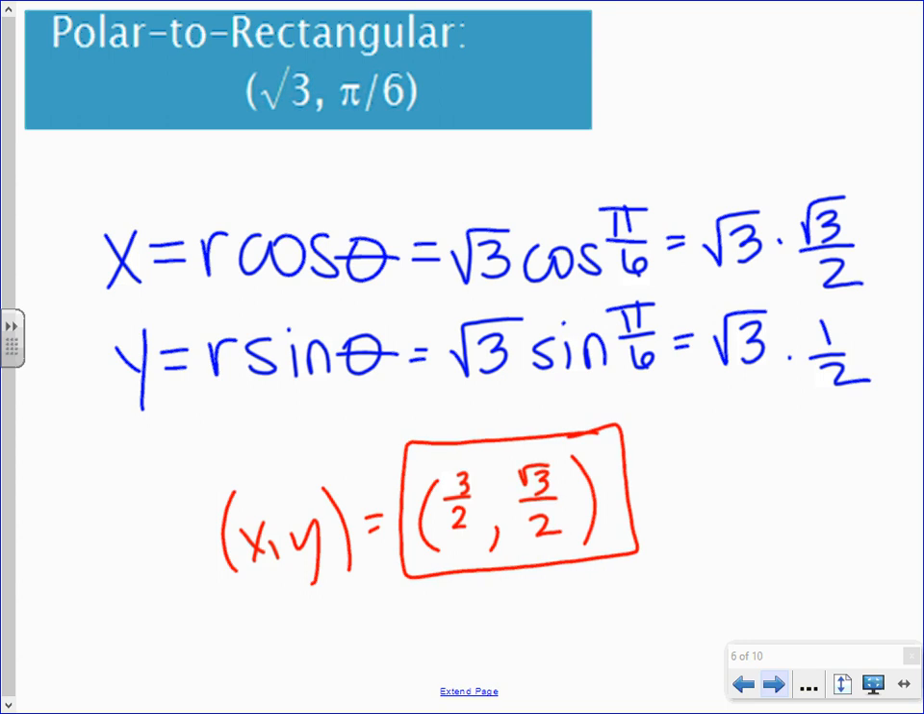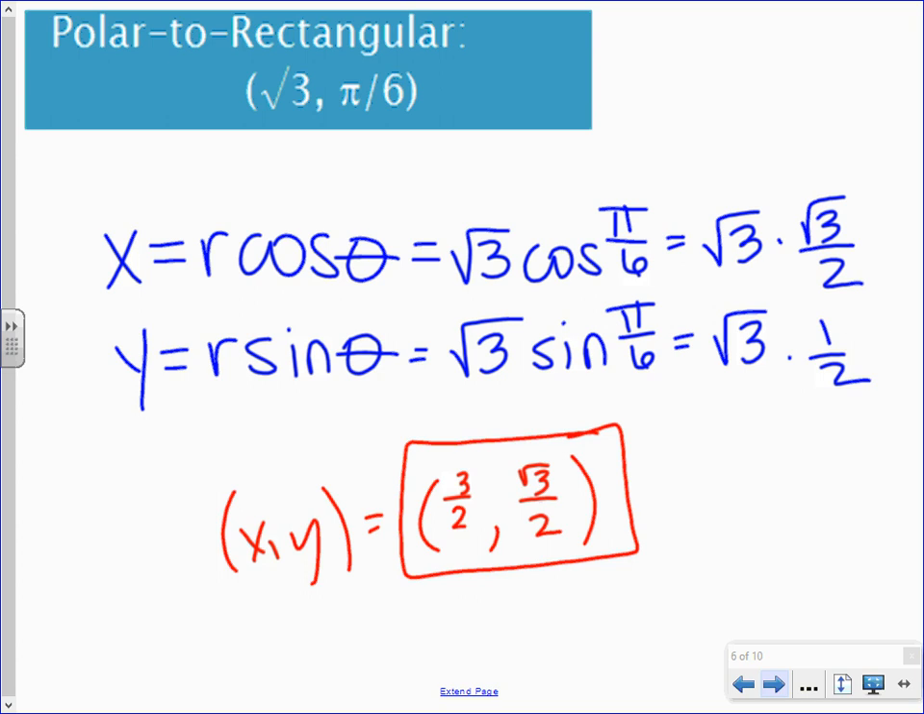Just like in last chapter, if there's anything that involves a special angle, I need you to keep it exact. If I remember correctly, you will not get your calculator for the polar coordinate portion of our test, because you're not going to need it. It's all unit circle stuff.